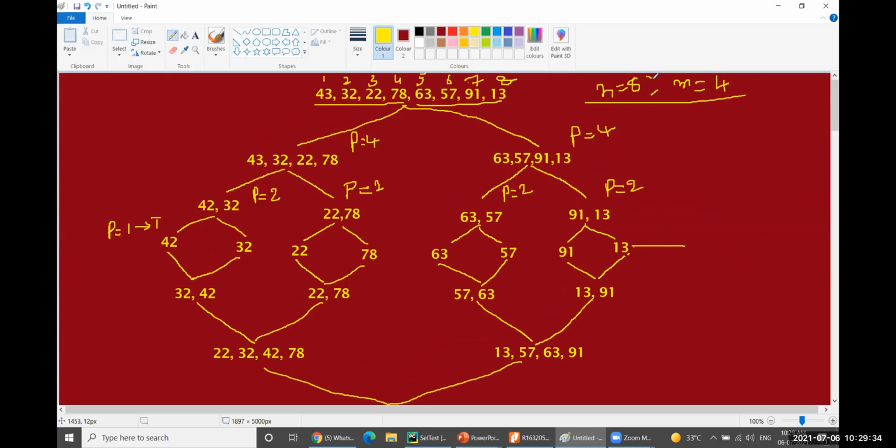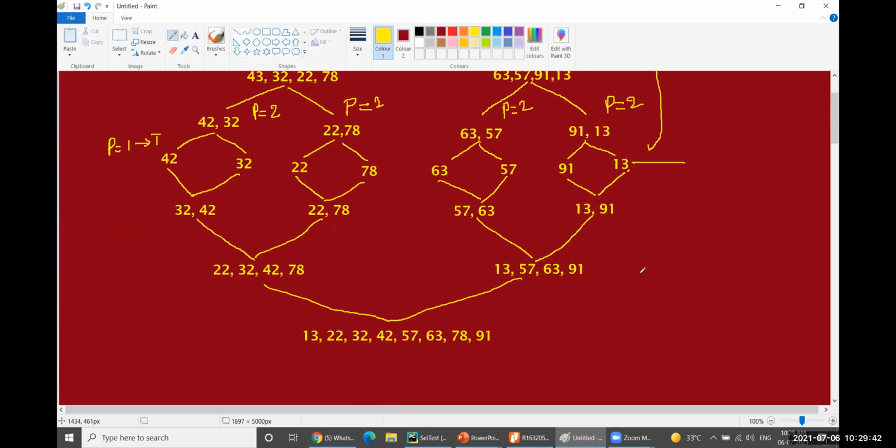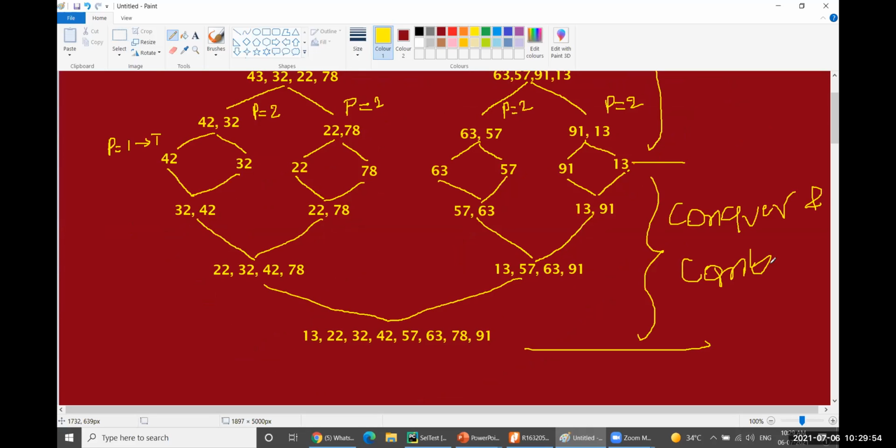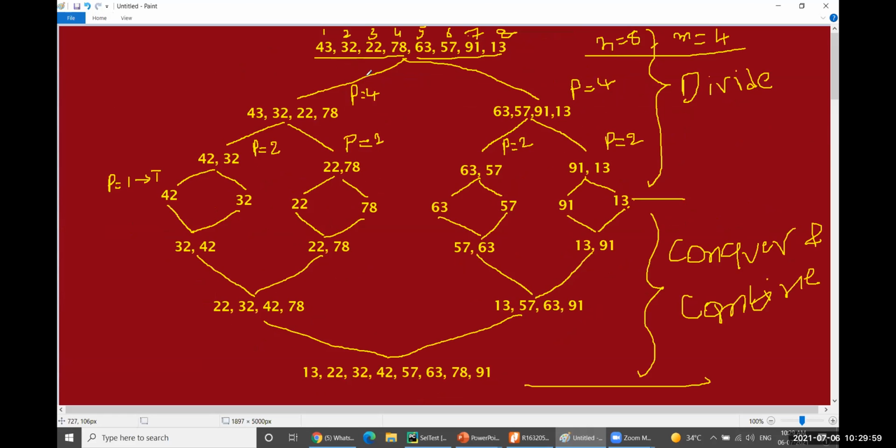Let me draw here. It could be the divide operation, divide, and from here to here it could be conquer and combine. So it's also accepted while correcting the papers. Divide operation and conquer and combine operations are also accepted.